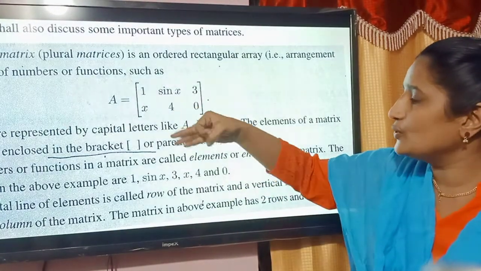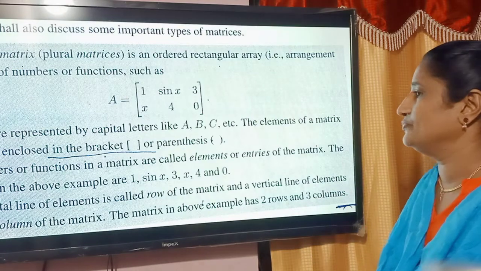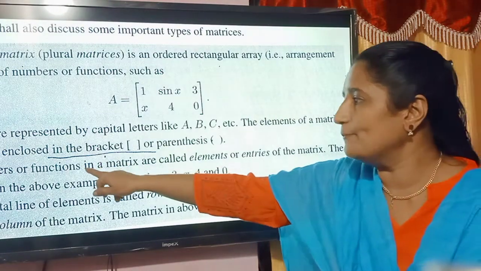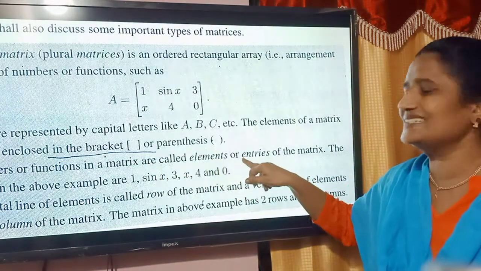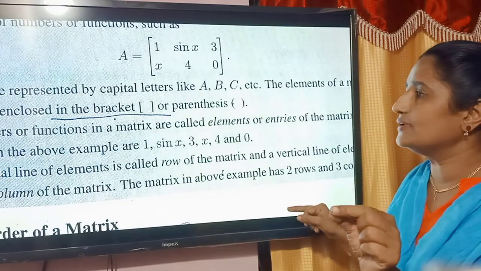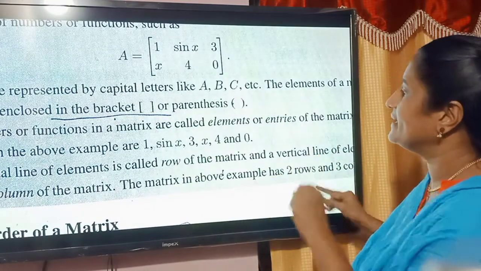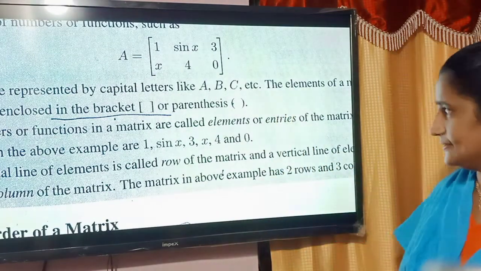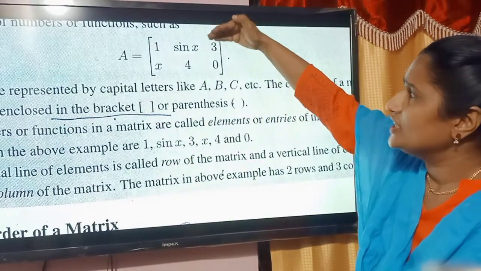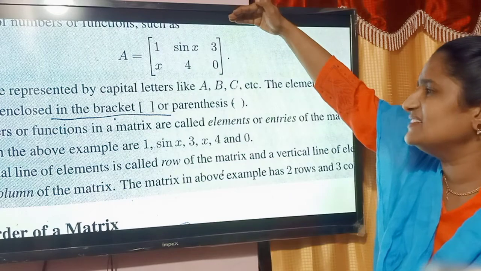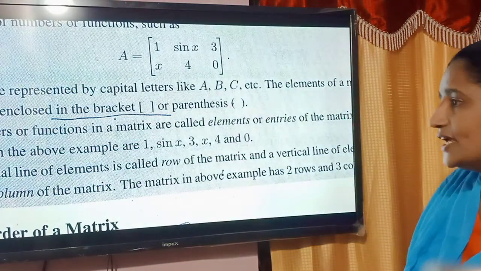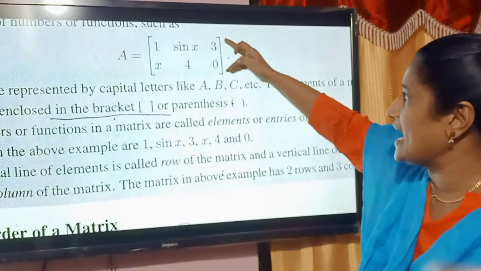Now here you write another definition. Write: the numbers or functions of a matrix are known as elements. Write one more note: the numbers or functions in a matrix are called the elements or entries. Now here we can also see that there are two types of lines, horizontal lines and vertical lines.